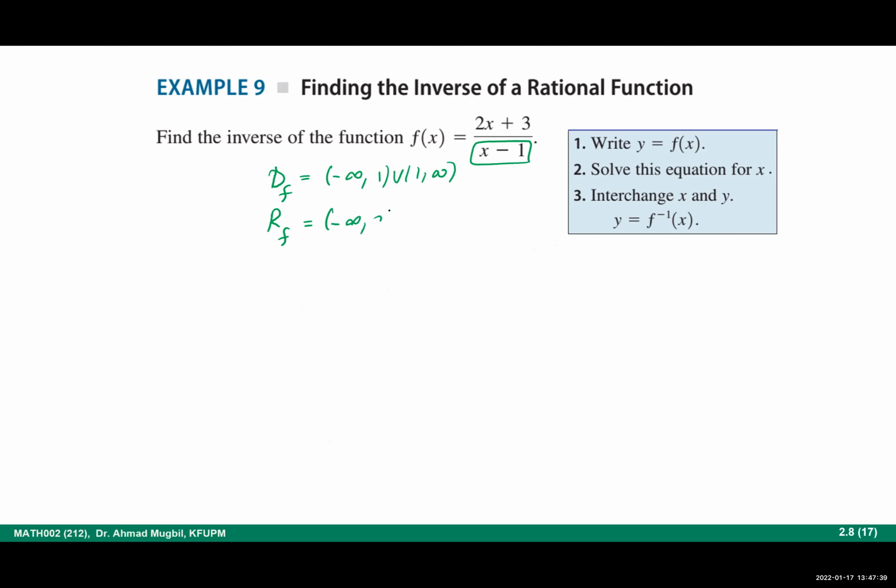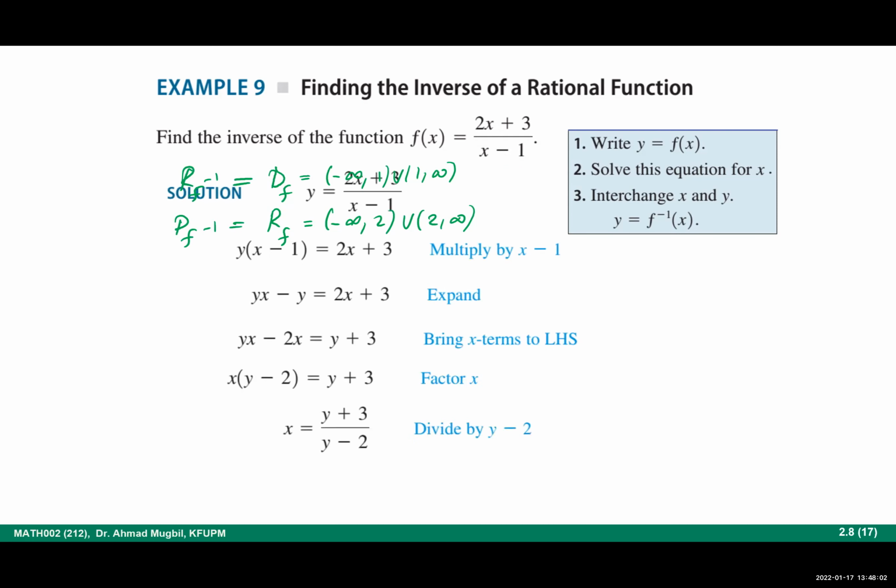Except 2. Why? Do you remember 3.6, the horizontal asymptote? How to find the horizontal asymptote? What is the horizontal asymptote for this function? 2. It is the leading coefficient over the leading coefficient because they have the same degree. So it is 2. In fact, here you have the range of the inverse, and here you have the domain of the inverse from the beginning. By the way, you can check, look at the end. What is the domain of the inverse? All the real numbers except 2.